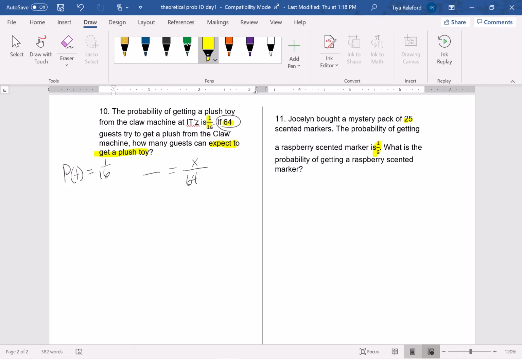What is the probability of getting a raspberry scented marker? That doesn't make sense. Don't do 11. It doesn't make sense.